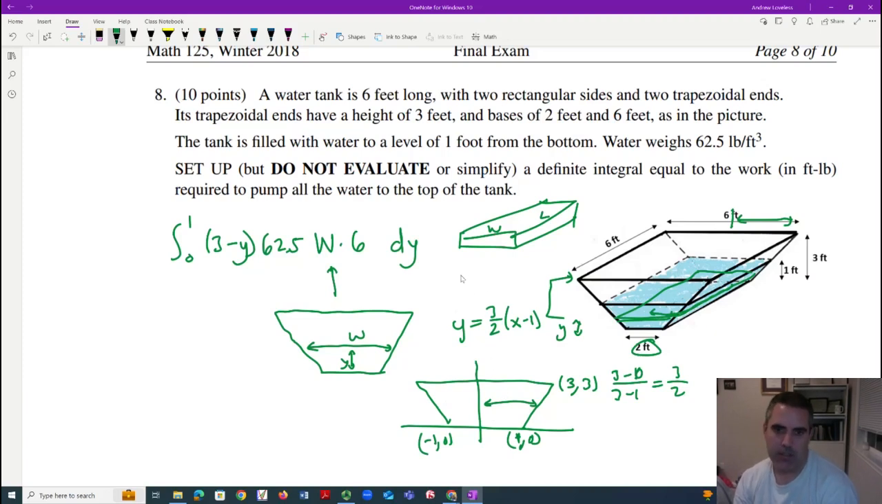So we need to get this x. So you're going to say 2/3 y is equal to x minus 1. X is equal to 1 plus 2/3 y. And then you multiply that times 2 to get the width. So this is going to be 2 times 1 plus 2/3 y. Put that in there. Done.